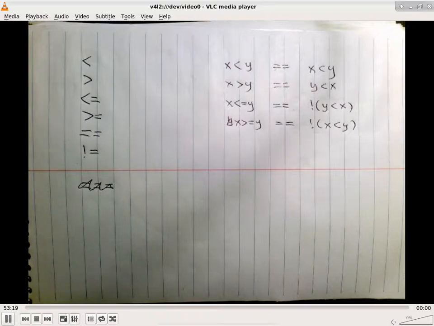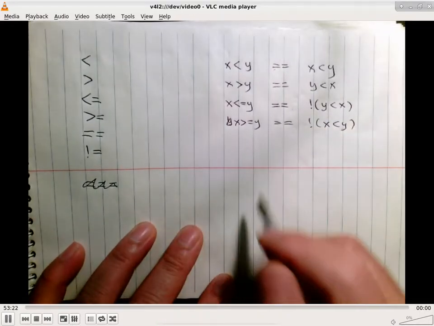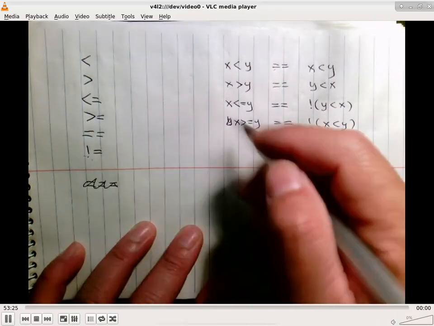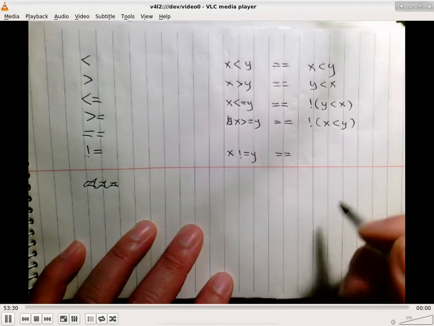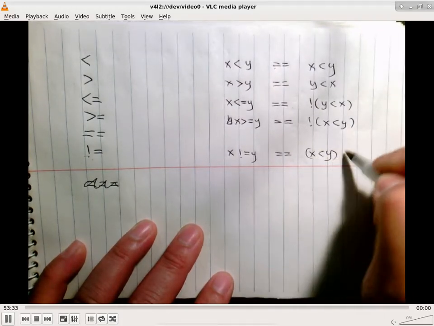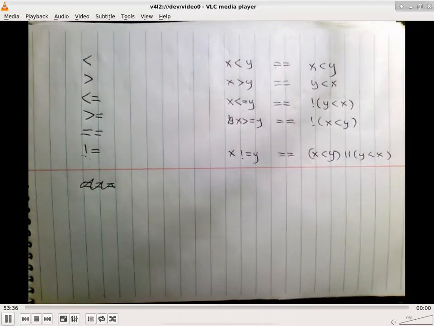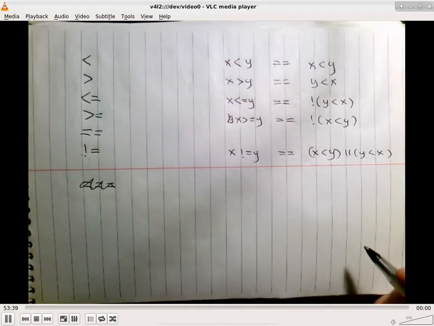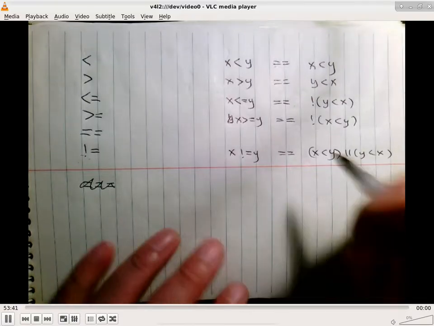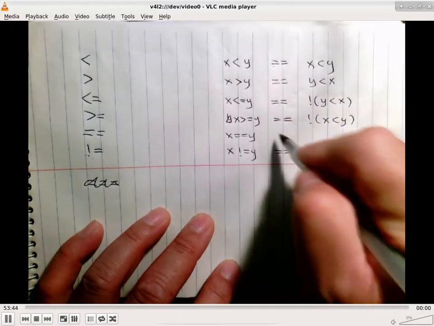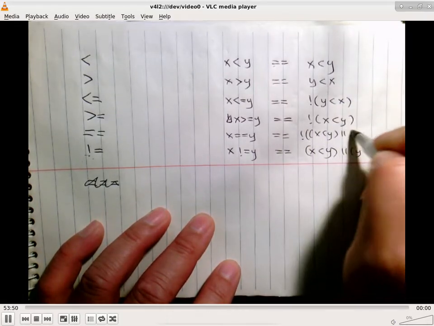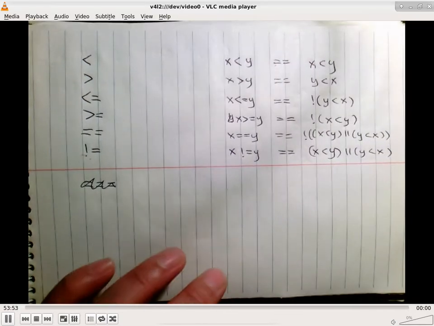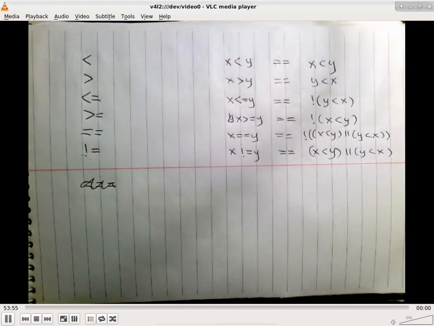Is that okay? Aha! Now we got some stumpers, right? You know, not equal to. We'll deal with not equal to first. X does not equal y. Now, how can we fix this one? What about this? X is less than y, or y is less than x. Well, once we have not equal to, equal to is just a negation of that. So now we have x equals y being it is not the case that x is less than y or y is less than x. Is that okay?